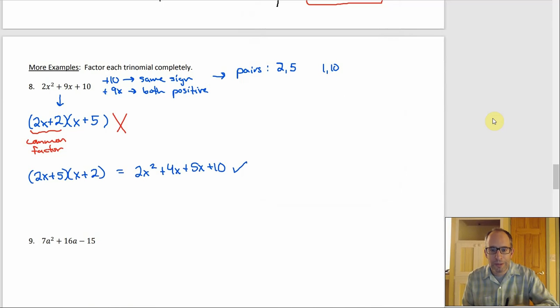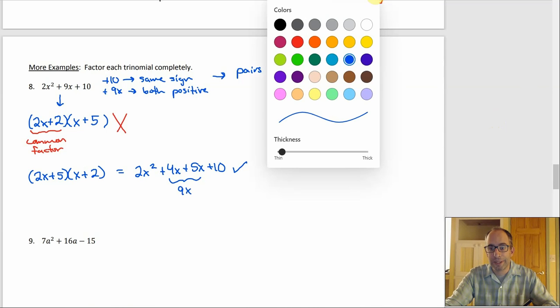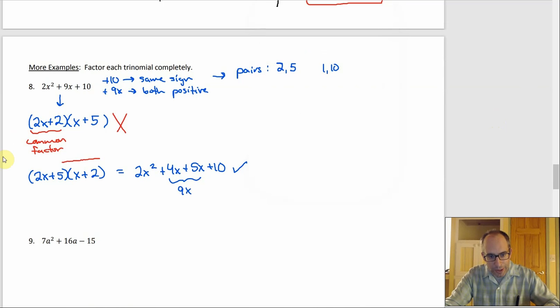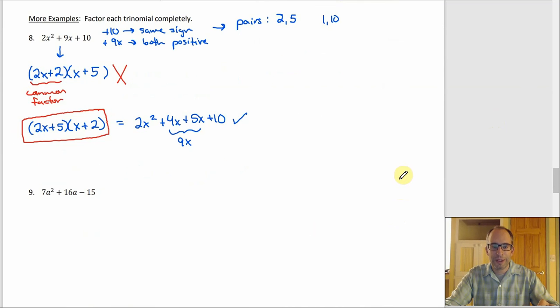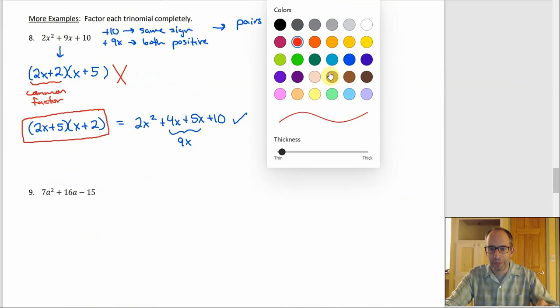Yep, because that's a 9x right there in the middle, right? So we got the thing that we were supposed to. And so there's the answer, right? So I guess I can box that one in. Right there is our factorization. Okay, how about the next one?